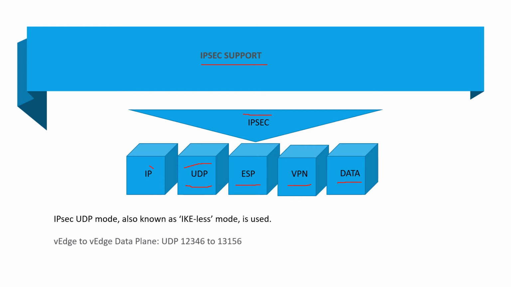And then this is going to be your outer IP header. So you can call this IPsec UDP mode, and that is something known as IPsec UDP. The vEdge to vEdge data plane uses UDP ports 12346 to 13156.